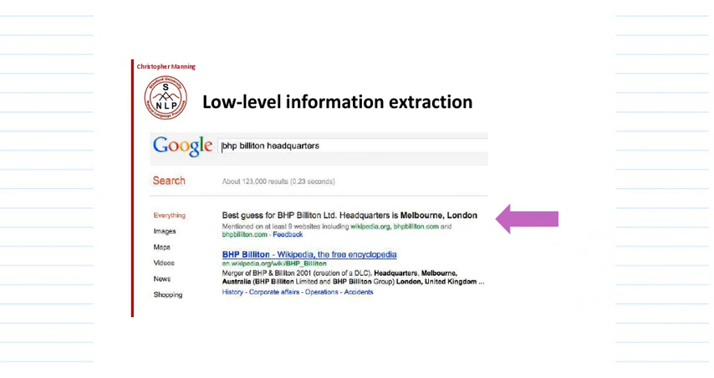But this kind of information extraction is difficult to do with information retrieval such as web search. In this example, web search does not give us a precise answer. We see that the best guess for BHP Billiton Limited headquarters is Melbourne, London. So there is actually not one answer but two answers, Melbourne and London. So web search or information retrieval is not an answer to information extraction.